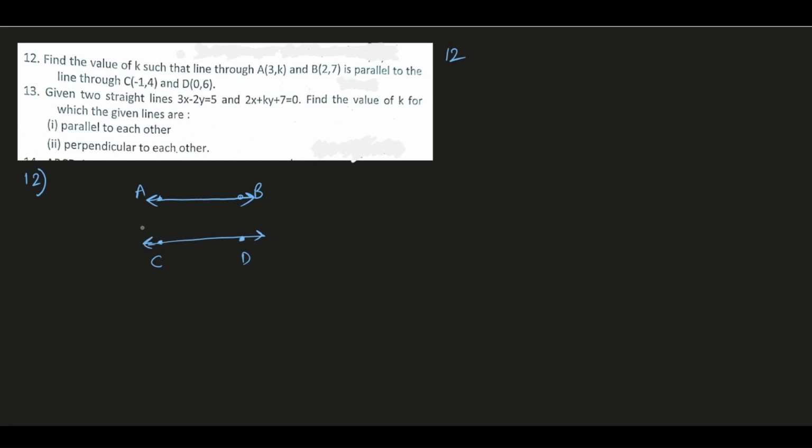These lines are parallel. Whenever you see the word parallel or perpendicular, you need to write the relationship between their slopes. So m1 is equal to m2, because they are parallel. So let this be L1 and let this line be L2.